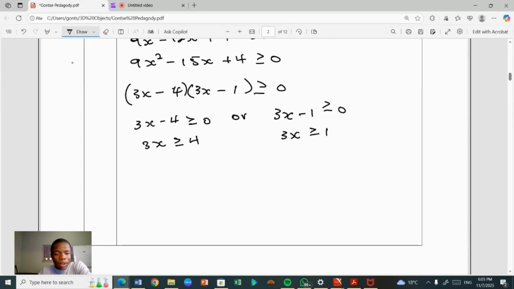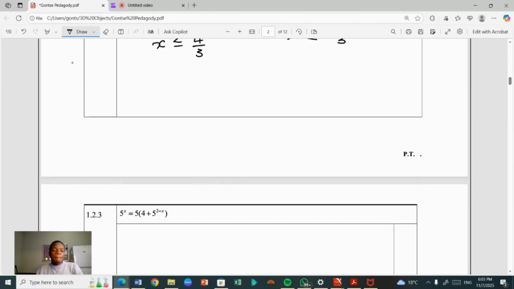Then from here you just divide both sides by 3. Then don't forget that when you divide, the sign changes. So you have less than 4 over 3. So here we'll have x is less than or equal to 1 over 3, right? So let's move on.